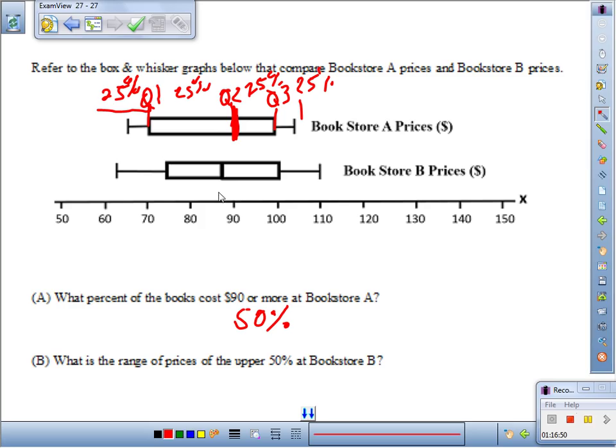So store B, here's 50% is from here and up. What are the price ranges? Tell your neighbors the price ranges for bookstore B, from there to there. How much? Let's do $87 all the way up to how much? $110.